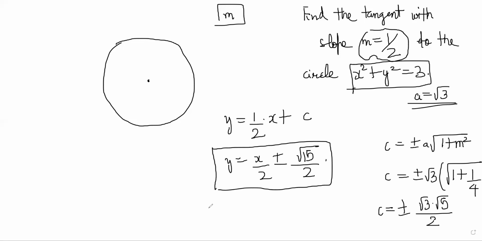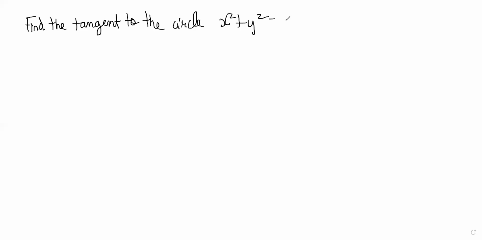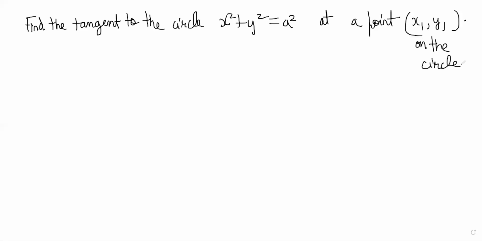However, sometimes questions are slightly different and you can be asked to find the tangent to the circle x square plus y square is equal to a square at a point x1 comma y1 on the circle, basically. So instead of giving a slope here, what they have given you is a point on the curve. And now you have to find the equation of the tangent.